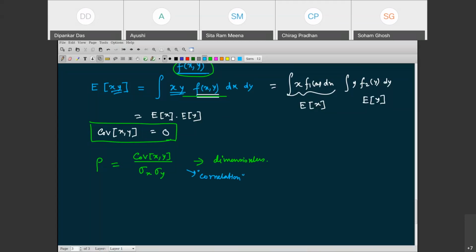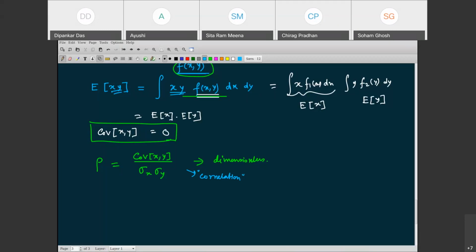Another thing is what we mean by correlation and covariance. The covariance can be positive or negative. If the covariance is positive, that usually implies that if x increases, y also increases.